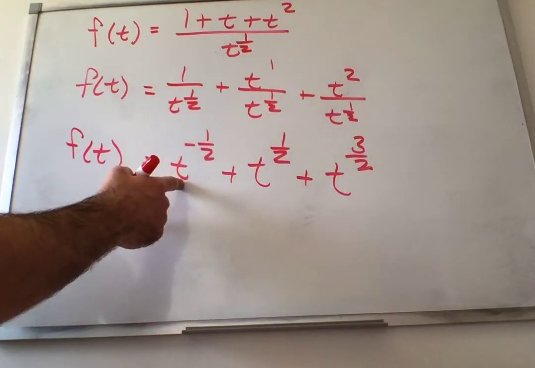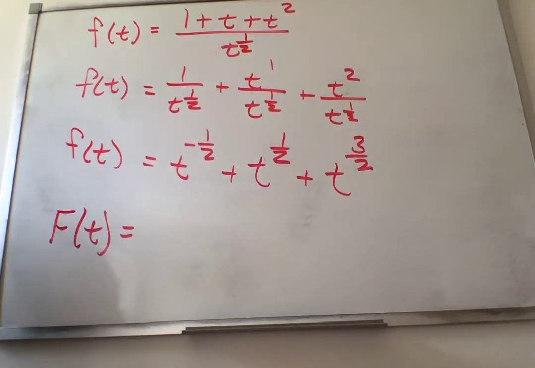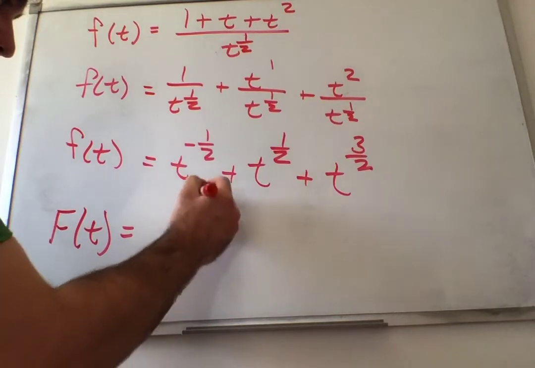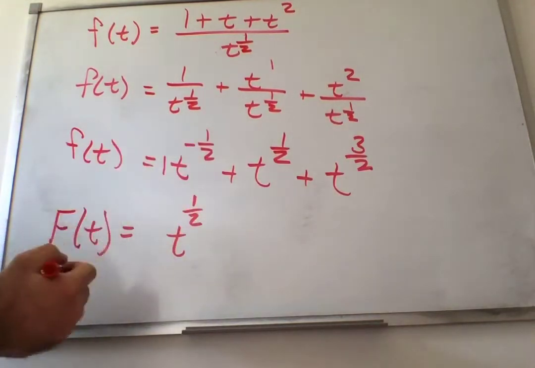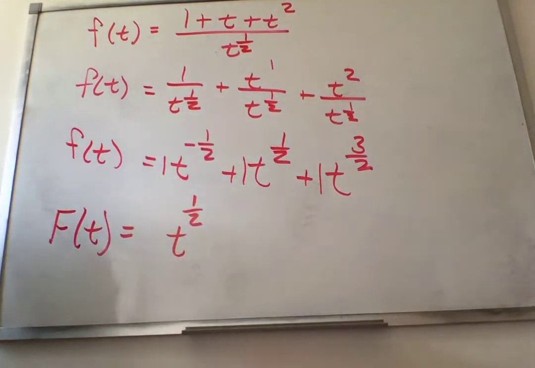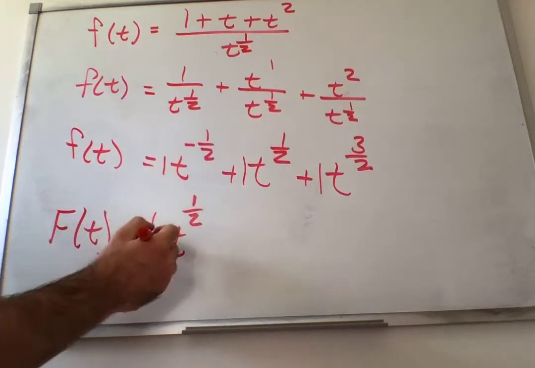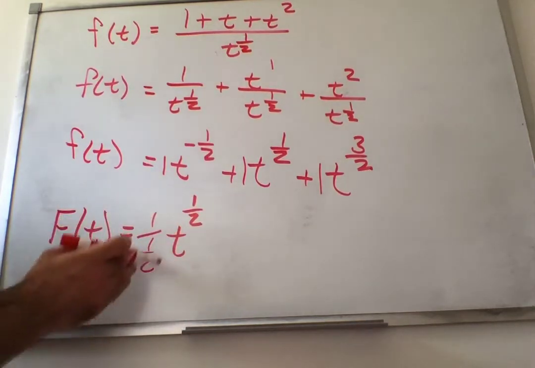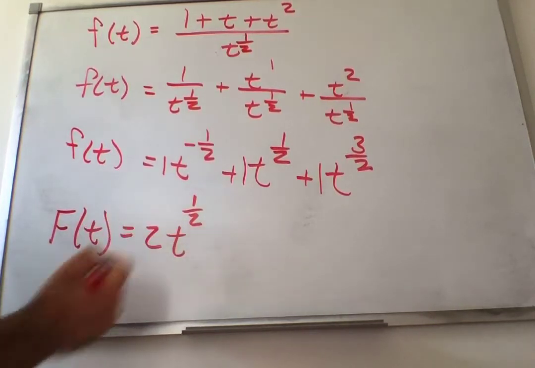Now what we want to do is find the antiderivative, big F of t, is equal to... undo these power rules. Go up 1 power. Negative 1/2 plus 1 is positive 1/2. So this is t to the 1/2 power. And then there's a 1 out in front, same with the others. So it's going to be 1 divided by, I'm going to divide by the power, 1/2. 1 divided by 1/2 is 2. So this simplifies to a 2.